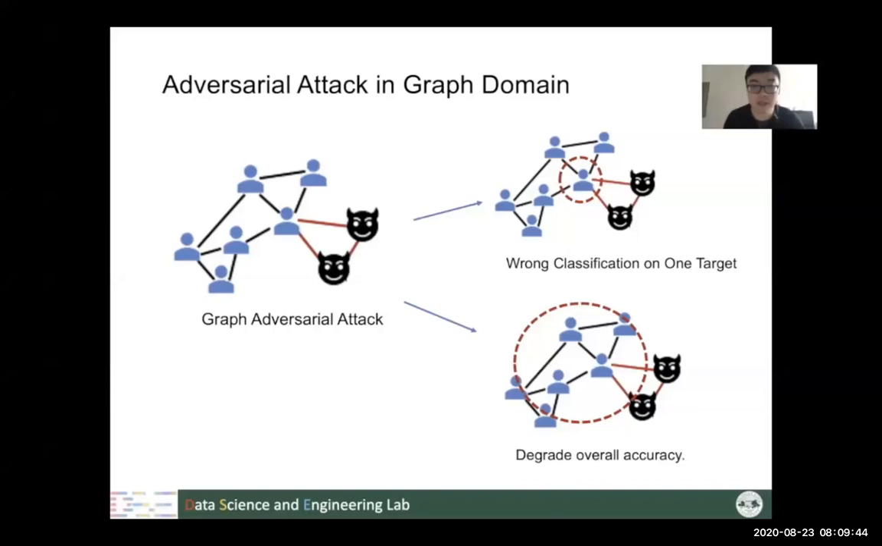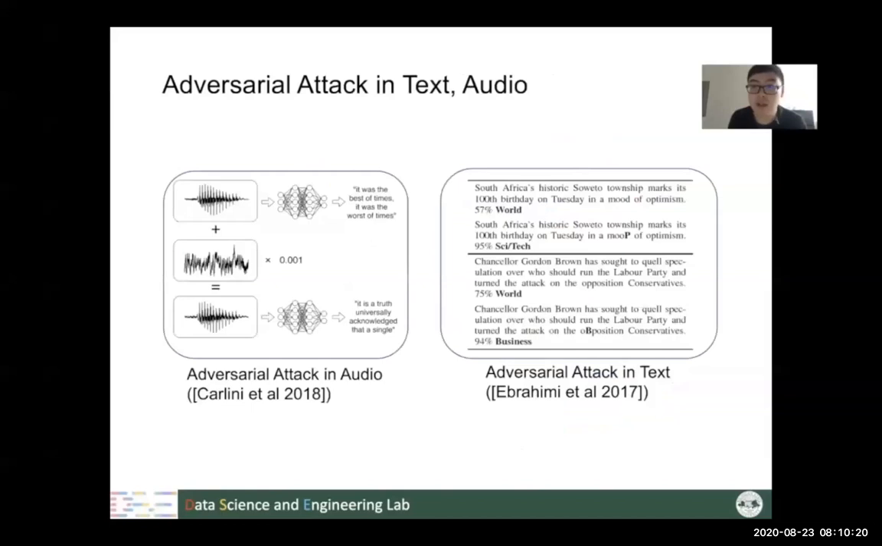For example, because the nodes or the samples in the graph structure data are not independent anymore. So in this case, if one attacker attacked one node in the graph, maybe it can also bring adversarial effects to the other nodes in this graph. And so in this case, maybe the attacker can even bring malicious influence to the overall performance of the model.